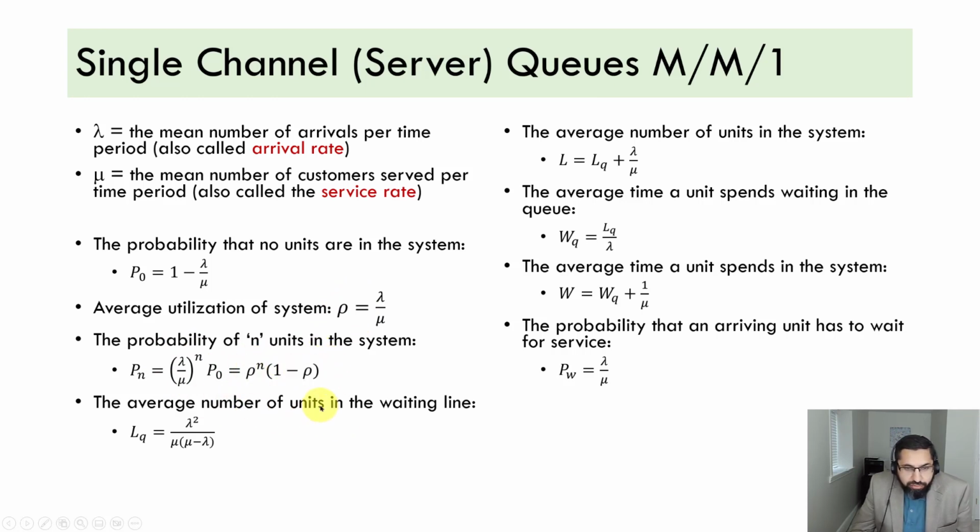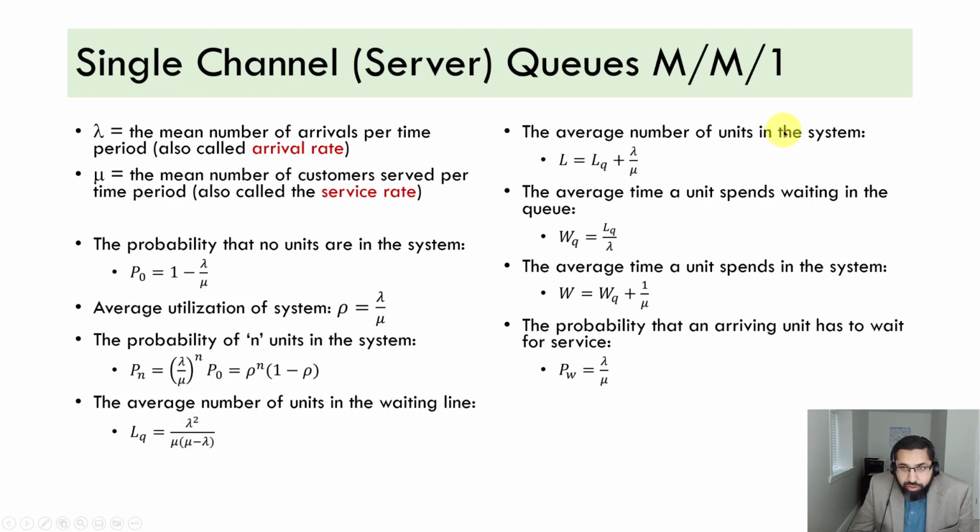The average number of units in the waiting line, this is a really important statistic. It tells us the length of the waiting line. So what is the expected length of the waiting line for this system when you have lambda as the arrival rate and mu as the service rate? That LQ is given by lambda squared divided by mu times mu minus lambda.